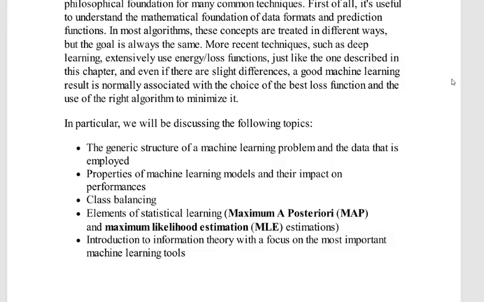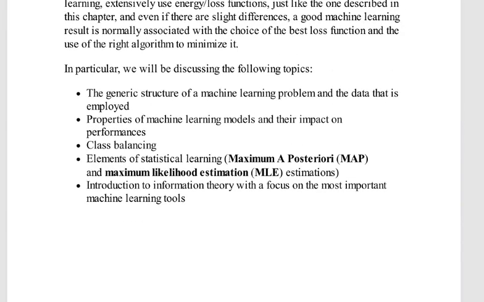The next one is elements of statistical learning, like maximum a posteriori and maximum likelihood estimation. These are types of statistical learning that depend upon probability, or on what is the best performance of an analysis of any particular data. The next one is an introduction to information theory with a focus on the data where we have many ML tools. Once we analyze all these concepts, we see what the different methods or focus are where we use ML tools. So for this one, we are moving forward.